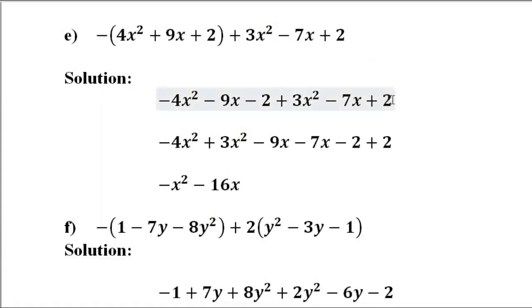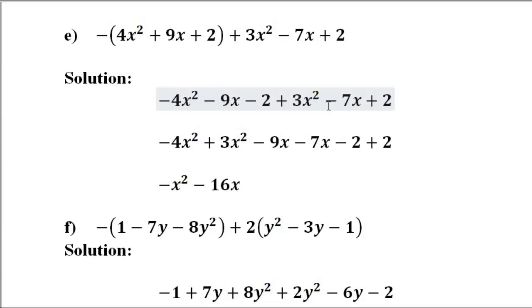Let's move on to number 5, where we have negative and then in parentheses positive 4x squared, positive 9x, positive 2, positive 3x squared, negative 7x, positive 2. I'm going to distribute the negative sign before the parentheses to the positive 4x squared, to the positive 9x, and to the positive 2. This gives us negative 4x squared, negative 9x, negative 2. The last three terms will remain the same.